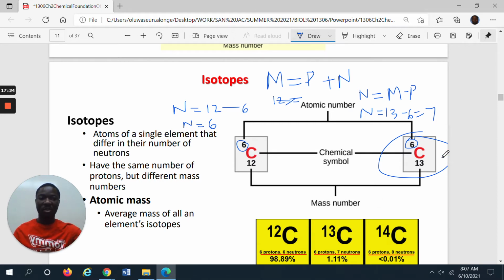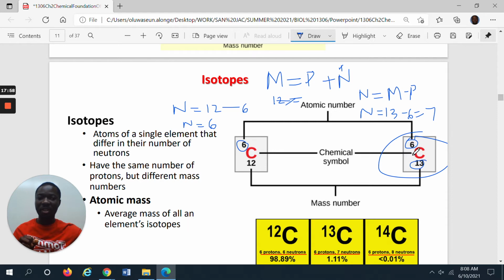But for this other carbon, we can see that even though they have the same atomic number and proton number, which will always be the same for every element, every particular element has a fingerprint, and the fingerprint is the atomic number, so it's 6. But it has a different mass number. If it has a different mass number, it means it has a different neutron. And I told you, neutron can be different. It can be the same, and it can also be different. So the neutron number is different.